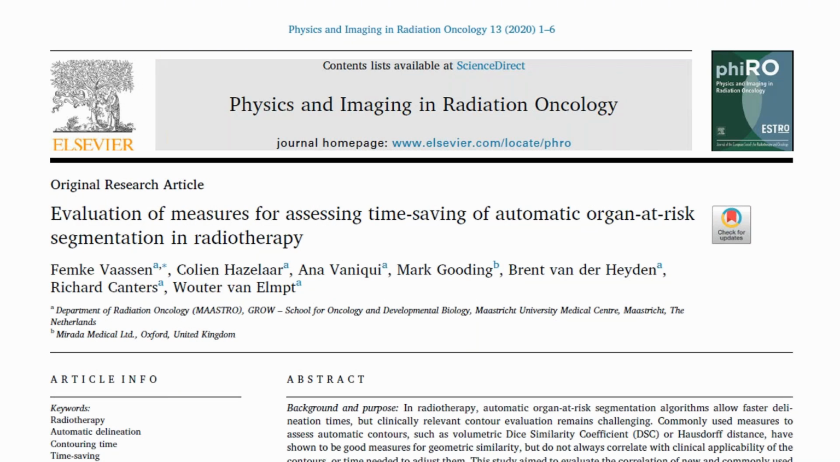So I'm going to do something slightly different in today's auto-contouring review. Rather than reviewing a paper that has developed an auto-contouring method or is evaluating an auto-contouring method, we'll be looking at a paper that evaluates measures to evaluate auto-contouring. In this paper by Femke Vaassen, Evaluation of Measures for Assessing Time Saving of Automatic Organ and Risk Segmentation in Radiotherapy, a new measure is proposed which seems to correlate better with the time taken to correct contours.